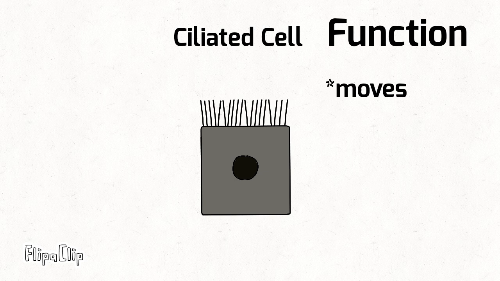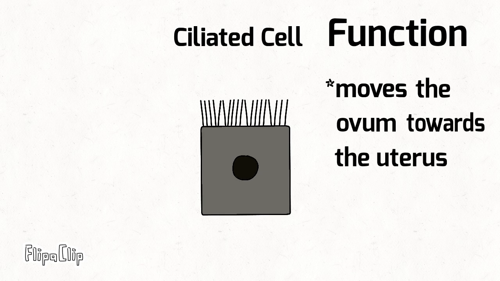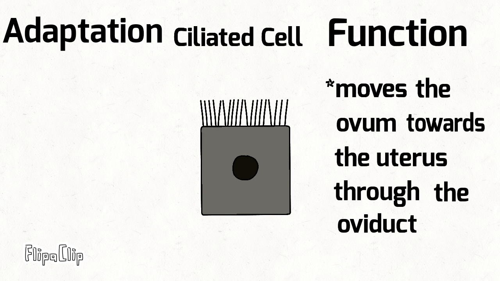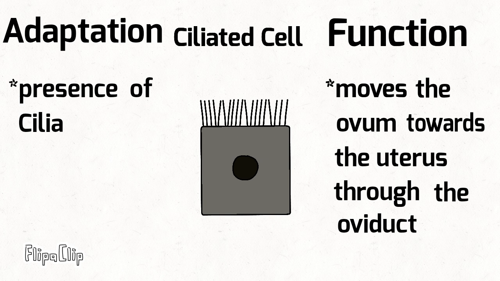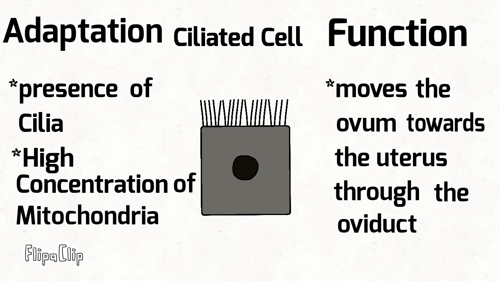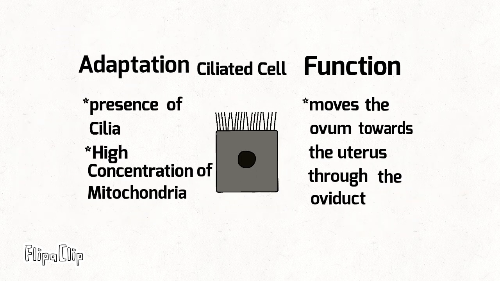First up is a ciliated cell. Its function is to move the ovum towards the uterus through the oviduct. It's adapted to its function in that it has the presence of hairs called cilia, and it also has a high concentration of mitochondria, which generates energy for movement of the cilia.